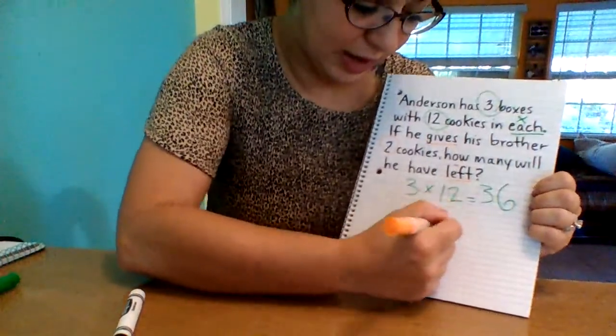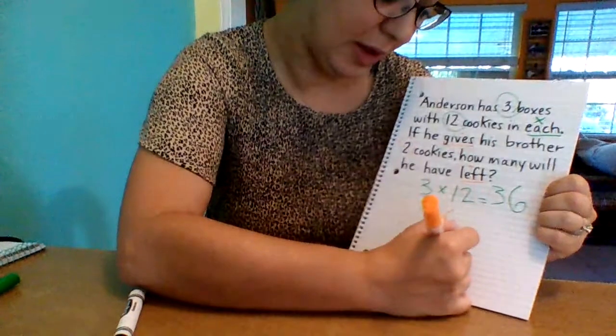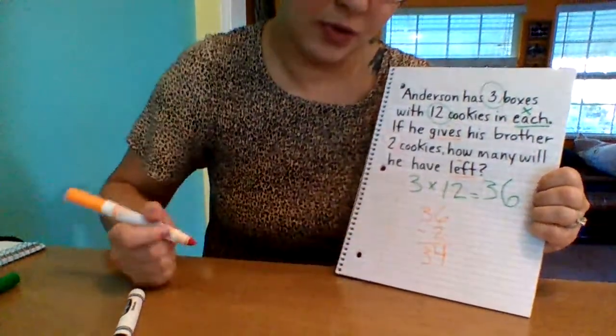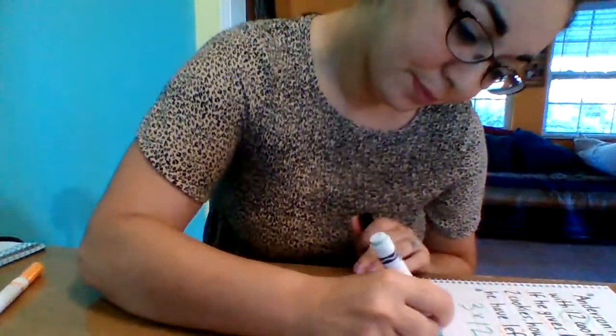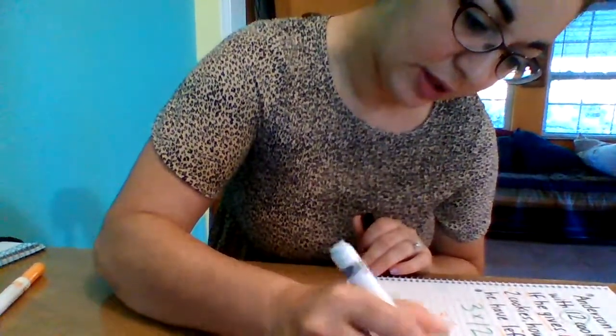So that's 36 minus 2. 6 minus 2 is 4. 3 minus nothing is 3. So Anderson has 34 cookies left after he gives them to his brother. 34 cookies.